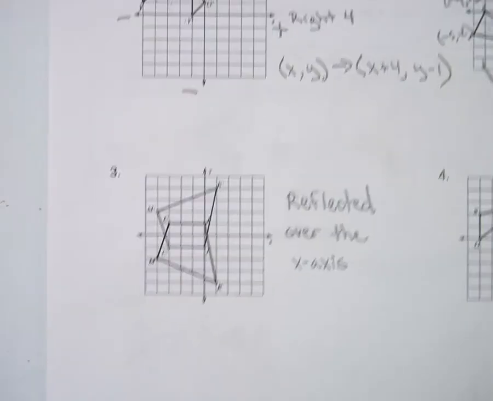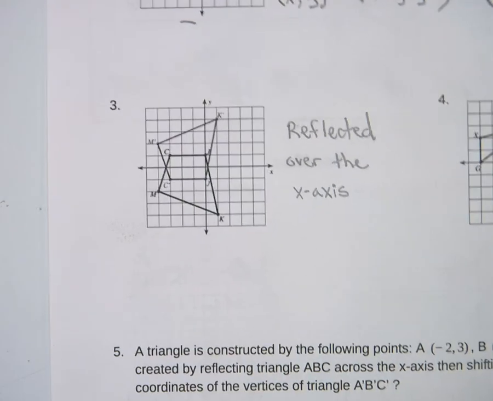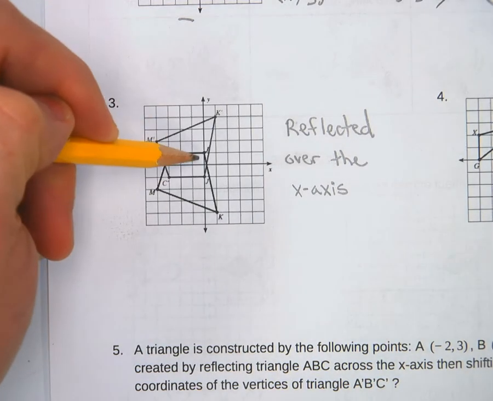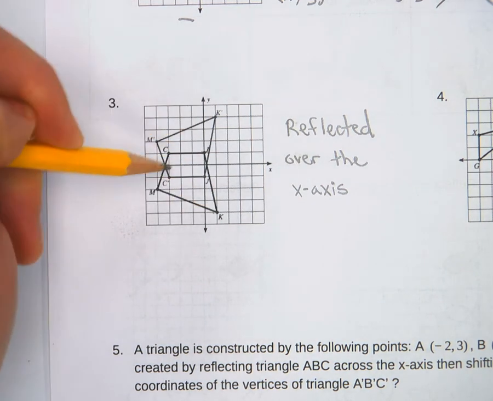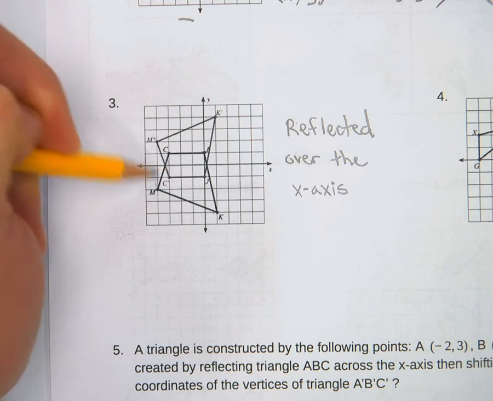All right. Whew, hang in there. Reflected across the X axis, right? So the things that were up are now down. The things that were down are now up. Everything just flip-flops spots. There was no rotation here.